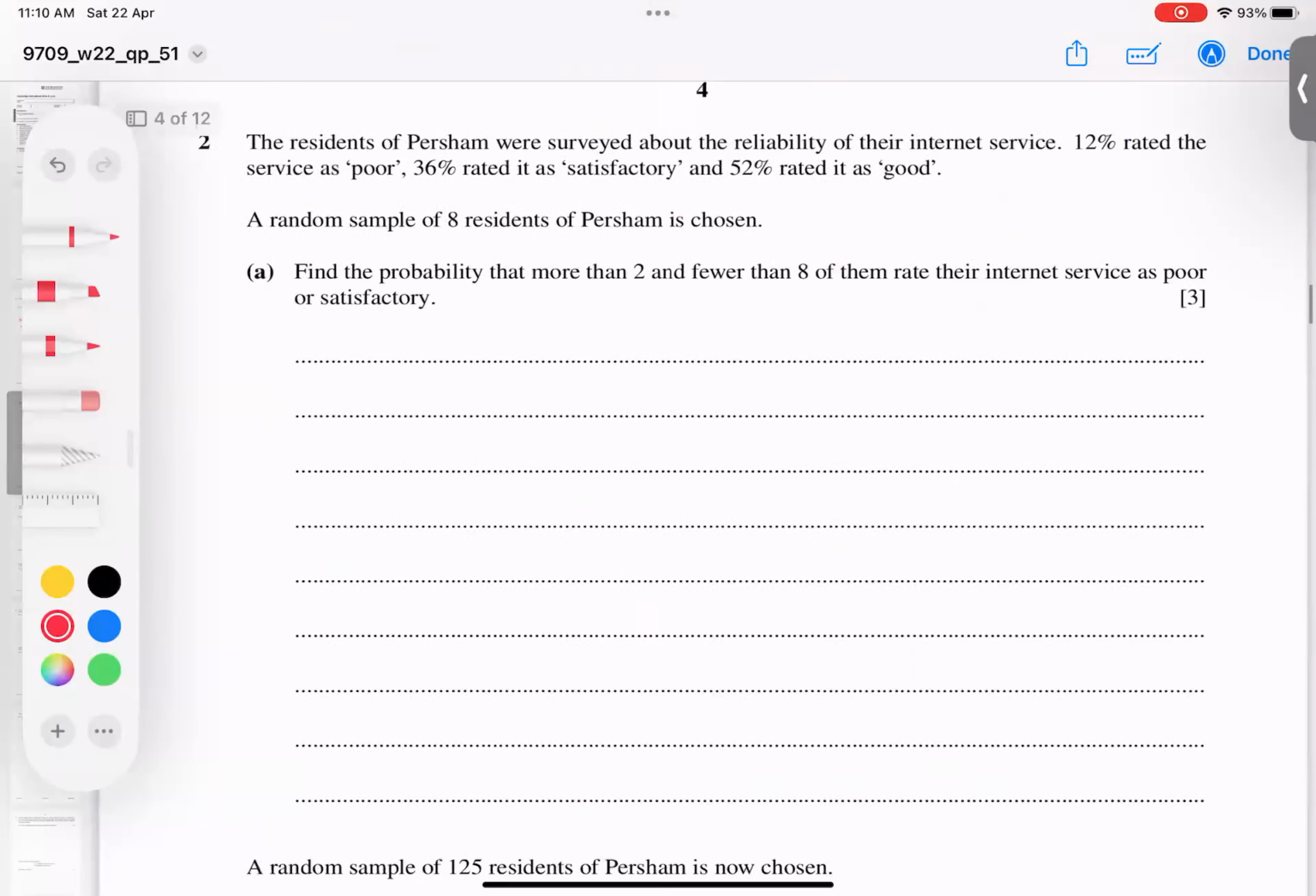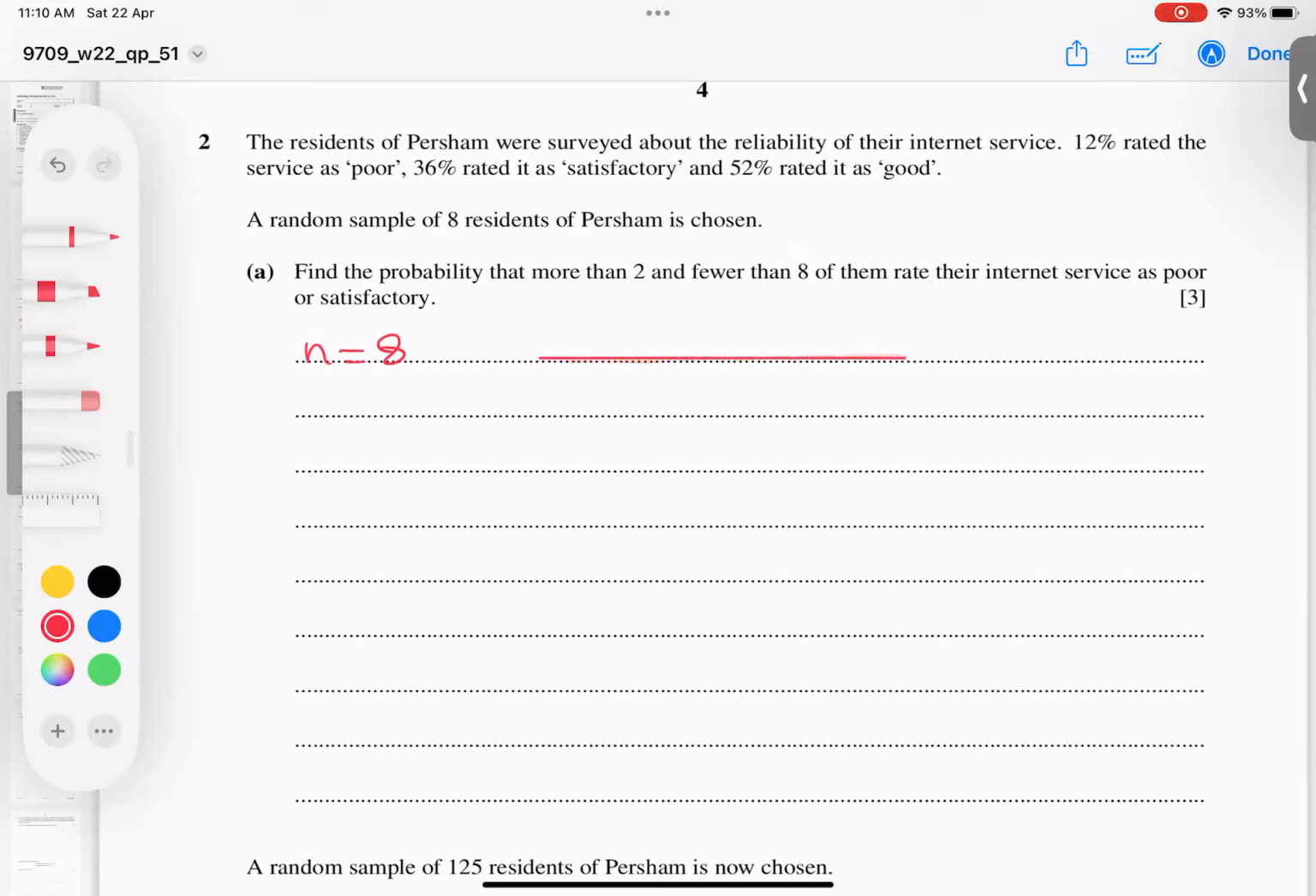Question number 2. Residents of Persham were surveyed about the reliability of their internet services, and 12% rated it as poor, 36% as satisfactory, and 52% as good. A random sample of 8 residents was taken, so n is 8. Find the probability of more than 2 and fewer than 8.